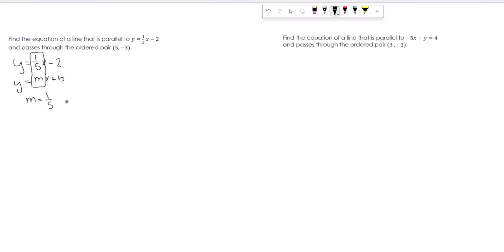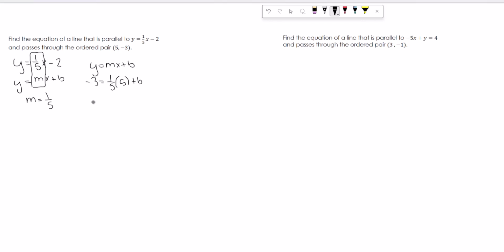Cool. Now we need to figure out the line that has a slope of 1/5 that passes through 5, -3. I'm going to show you both ways. We have y equals mx plus b. Well, we know our slope, that's 1/5. We know our x, and that's 5. I'm taking it from the ordered pair, plus b equals, and our y is -3.